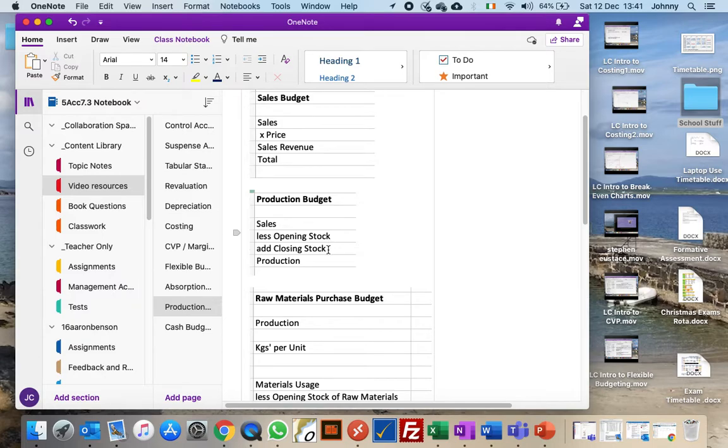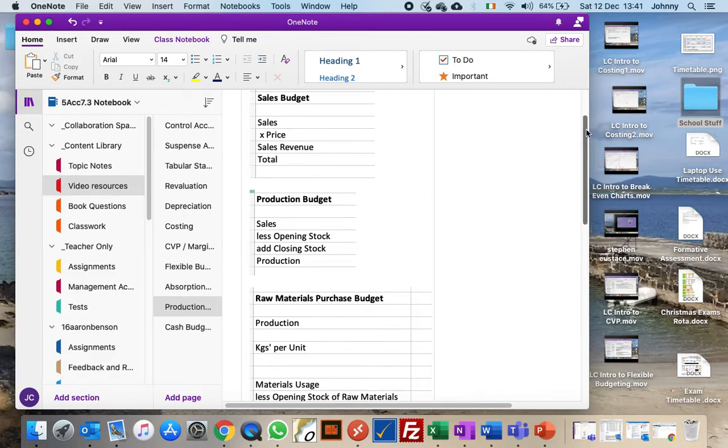But we will have to make whatever closing stock we'd like to have. So the amount of goods we plan to have left over at the end, we will have to make those as extra goods. So we start off with the amount we want to sell, take away our opening stock, add our closing stock, and that gives us the amount of units of goods that we're actually going to produce. And that's going to be important for all of the costs that are going to happen to us during this year.